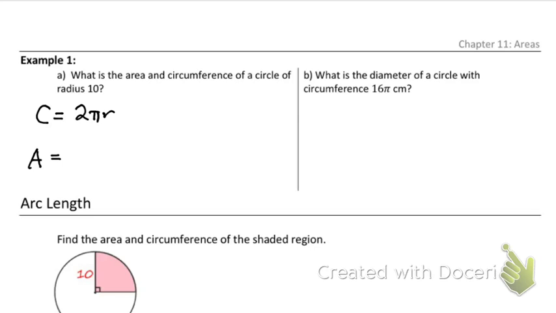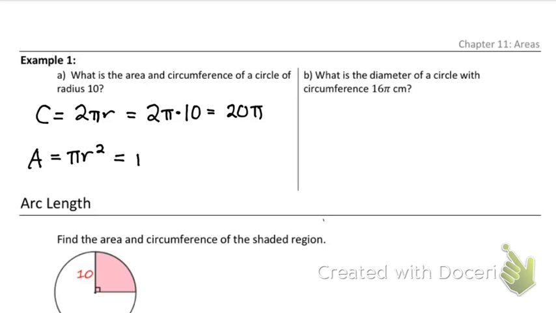Our area is going to be pi r squared. And the information I know is the radius is 10. So for circumference, we're going to have 2 pi times 10. We're going to want to leave pi in all these answers. So we're just going to do 2 times 10, which would give me 20 pi.